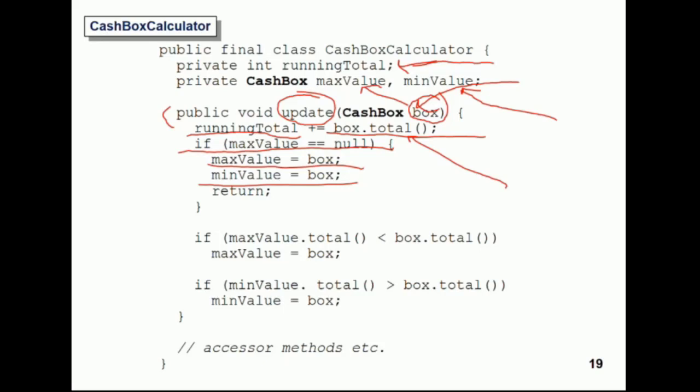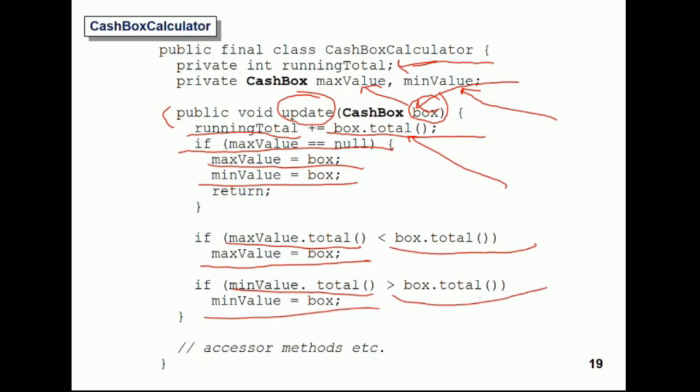On the other hand, if it's not the first time that I'm doing this check, then we compare my current max value with the value of the box. So I say if the max value total is less than the box total, then the max value is equal to the box. And if the min value total is greater than the box total, then the min value is equal to the box. And this way, these two variables keep track of which box has the maximum value and which box has the minimum value. So that's simple enough, yeah.